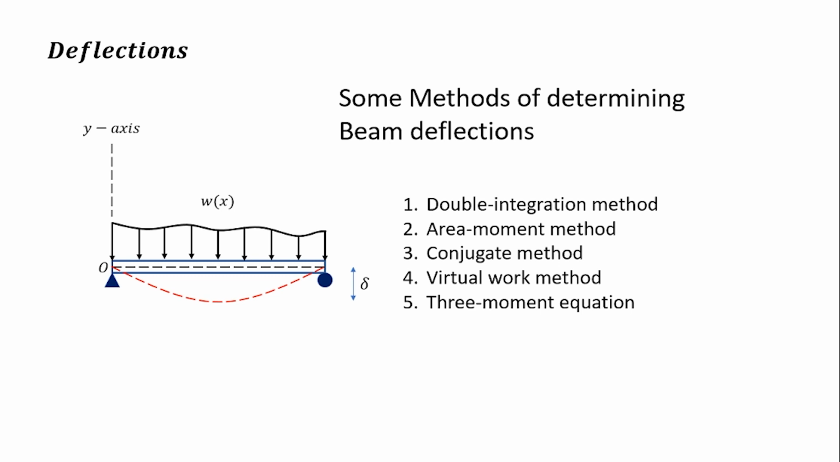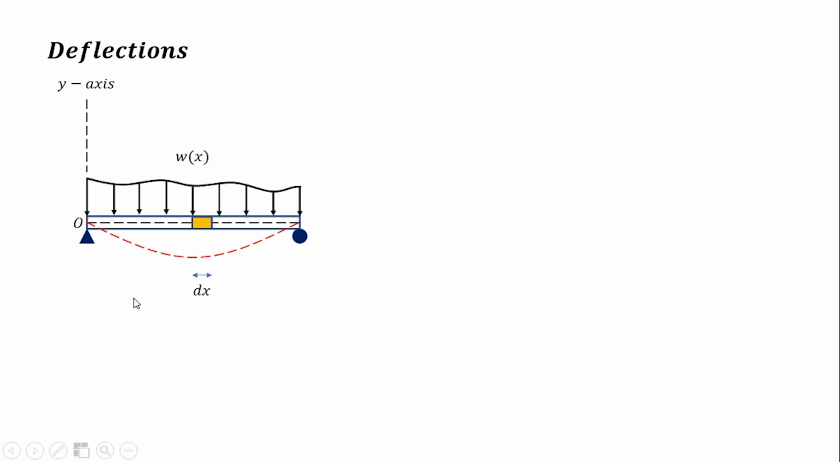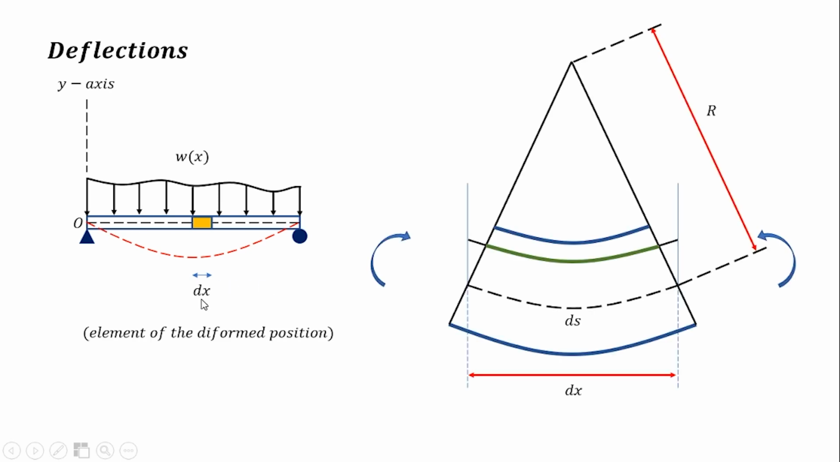So for this video presentation, we will focus only on the double integration method. For example, kuha tayo ng differential element along the length of the beam, and yung length niya is differential x, kasi nga yung direction natin horizontal, that is x. So this is differential x. So this is the element of the deformed position. So if we zoom this under the action of load, this is the differential x natin kung nag-zoom in tayo.